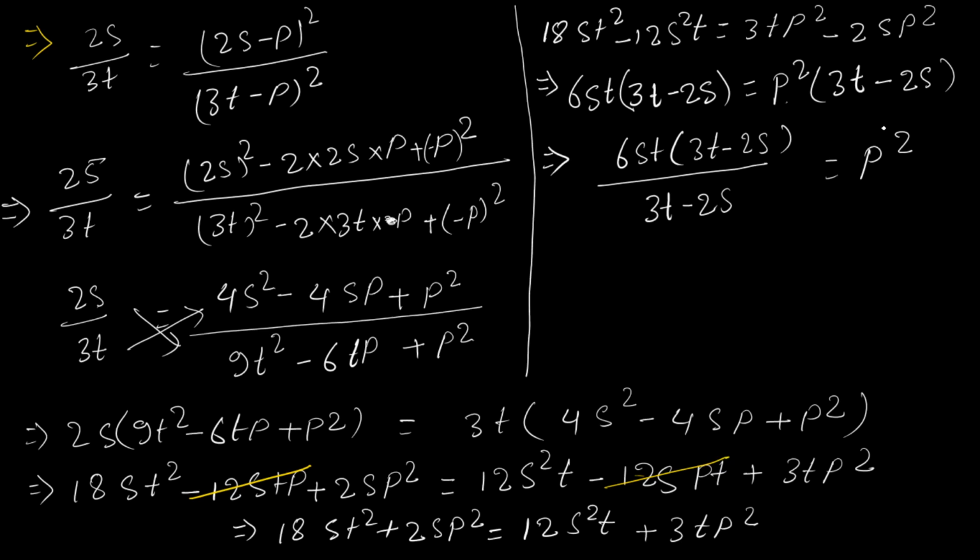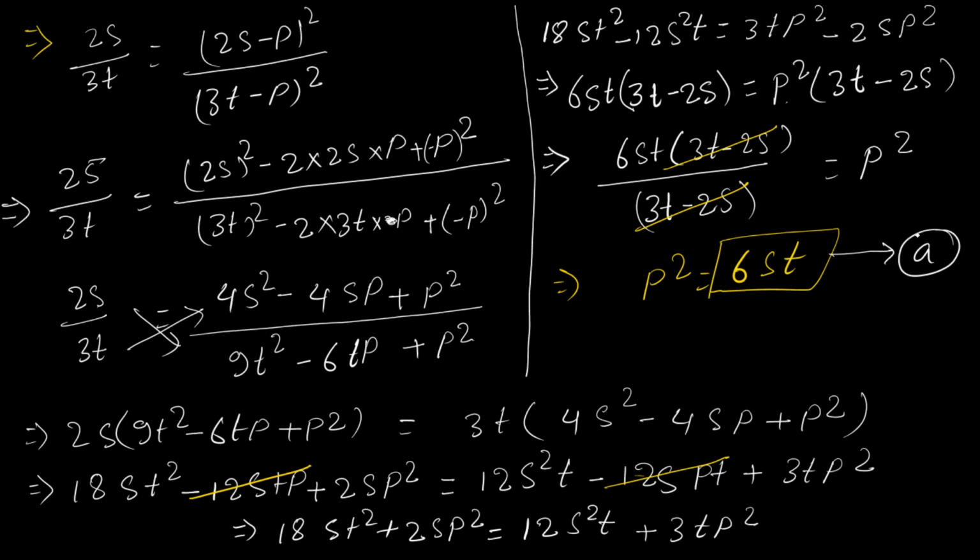This I have brought this side, so multiplication will become what? Division. 3t minus 2s, 3t minus 2s, right? So p square equal to 6st. Is there any option? P square, yes. First number is the option.